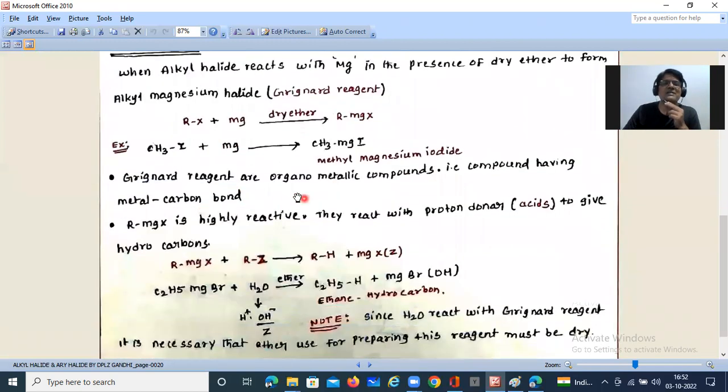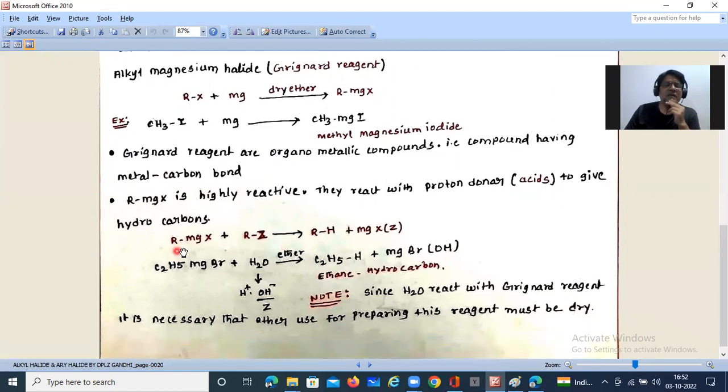So Grignard reagents, we know, are organometallic compounds which have a metal and carbon bond. We know that the Grignard reagent is highly reactive, and they react with proton donors. That means Grignard reagents can react with a proton donor. Proton donor is nothing but what? Acids, to give hydrocarbons. See, when RMgX reacts with RZ.